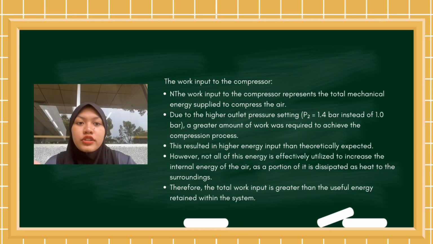as compared to the first one under the two conditions, which is the work input to the compressor. The work input to the compressor represents the total mechanical energy supplied to compress the air. Due to the higher outlet pressure setting, which is P2 equal to 1.4 bar instead of 1.0 bar, a greater amount of work was required to achieve the compression process. This resulted in higher energy input than theoretically expected.